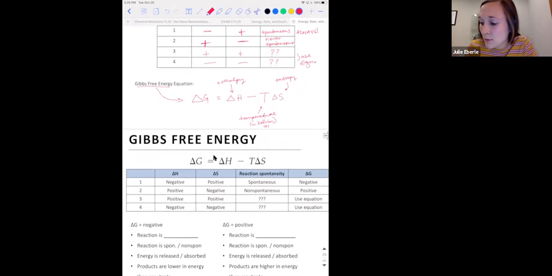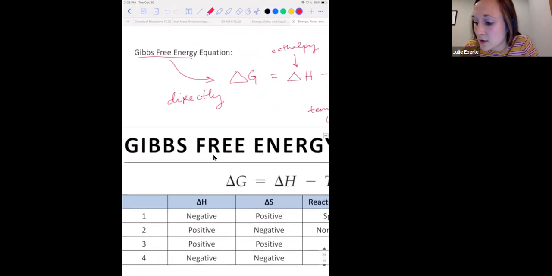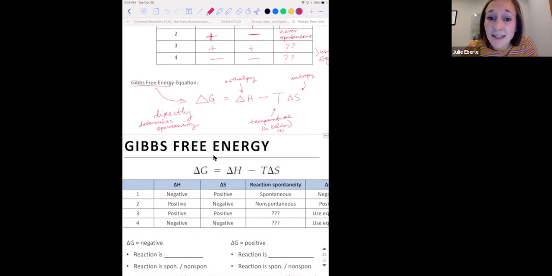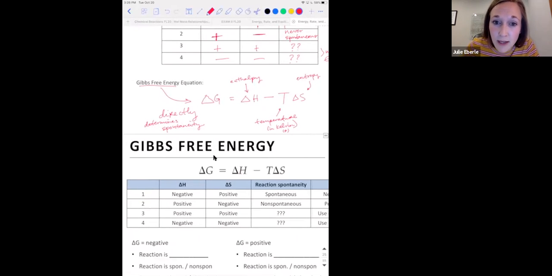So this is a more complete table down here, but the sign on delta G, whether it's negative or positive, directly tells us if a reaction will be spontaneous or not. So it directly determines spontaneity. Is that how you spell spontaneity? Maybe it is, maybe it isn't. But delta H and delta S indirectly tell us, okay? Together they can tell us, but on their own they can't. Delta G is more powerful than the both of them. It can directly tell us.